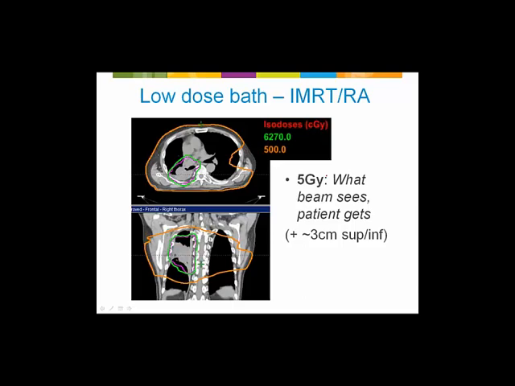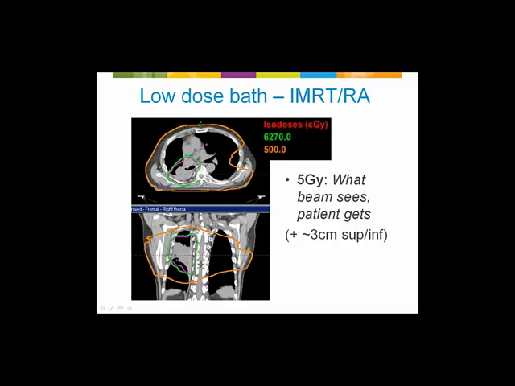However, we end up spilling low dose almost throughout the entire thorax. And here, if we look at the 5 gray line for a typical plan, you can see that on the slices where there is tumor, almost the entire thorax is getting 5 gray. And then because of our beam penumbra and scatter out of the field, this extends about anywhere from 3 to 5 centimeters superior and inferior to the target. So we end up with this large bath of low dose here to the lung.